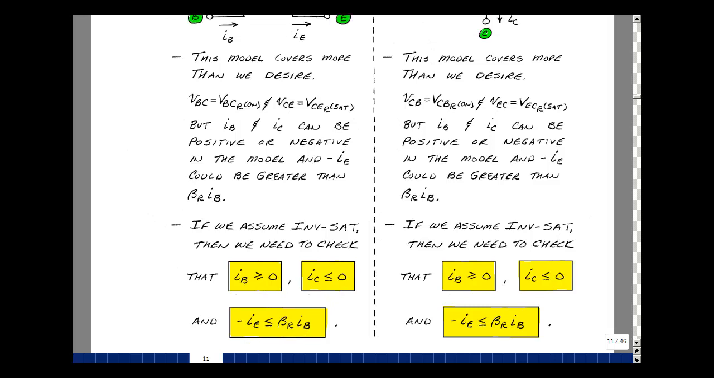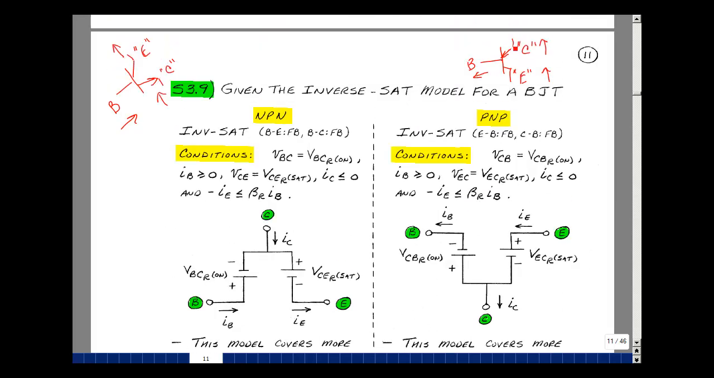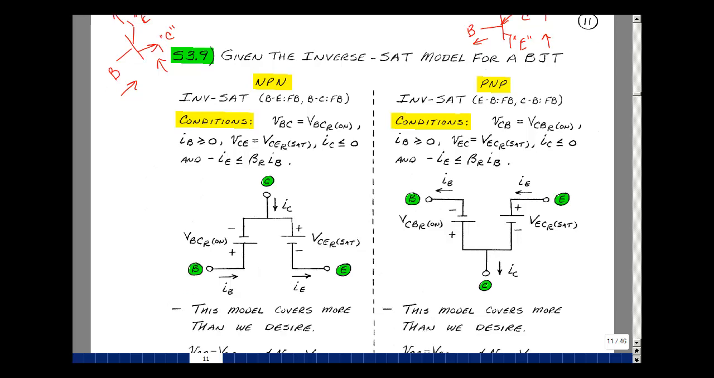What about the PNP transistor? We should draw it this way again with the emitter on the top and the collector on the bottom. But in our original notation, this is the emitter and this is the collector and this is the base. So we're going to still follow that notation. We're again going to be forward biasing both p-n junctions. The conditions are the same here. We're just going to change the subscript. We're going to change the direction of all the currents. This one's coming in, this one's coming out, this one's coming out, this one's coming in. The model is the same, it's just flipped upside down.